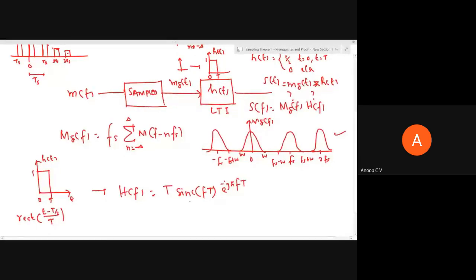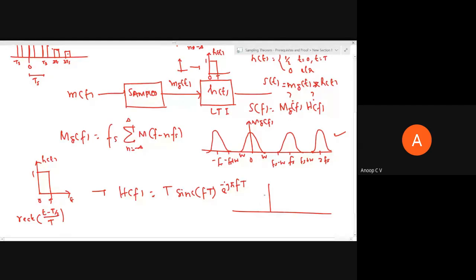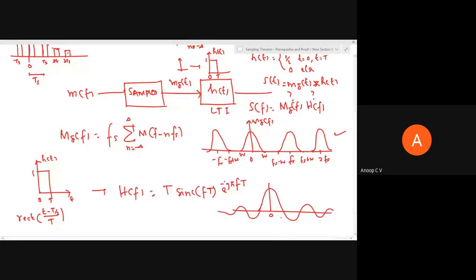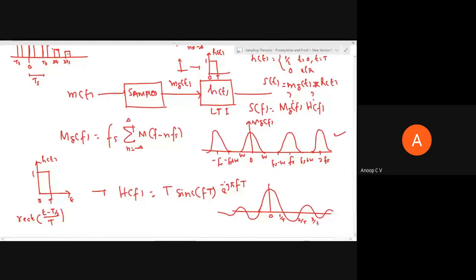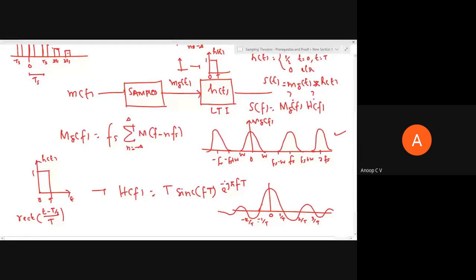So this is h of f, right? And we have even plotted. So you should know how to plot this function, h of f, t sinc of t. It will actually decay as it tends to plus or minus infinity. Its maximum will be at zero, and at 1 by t, 2 by t, 3 by t, and also at minus 1 by t, minus 2 by t, and so on, it will actually pass through zero.